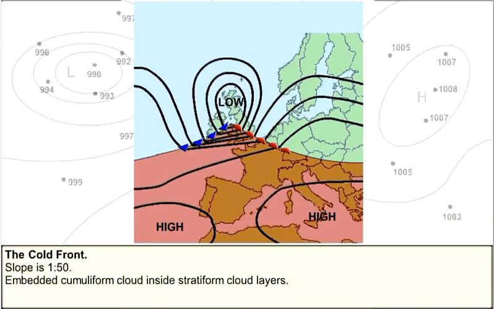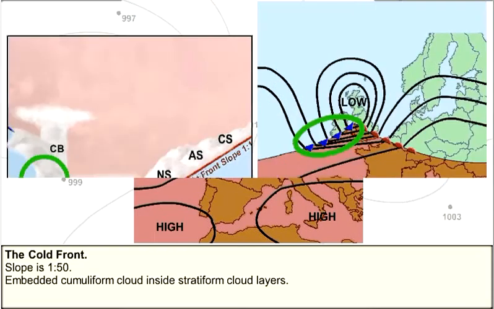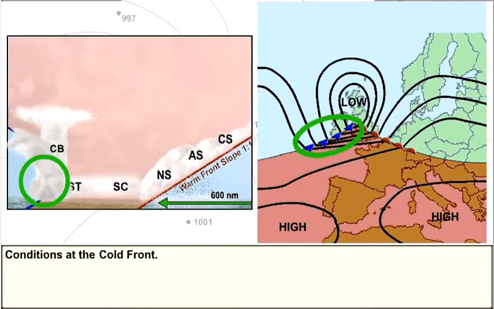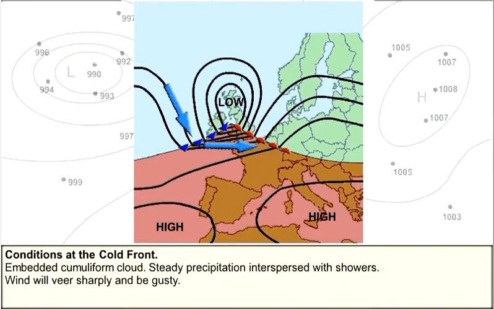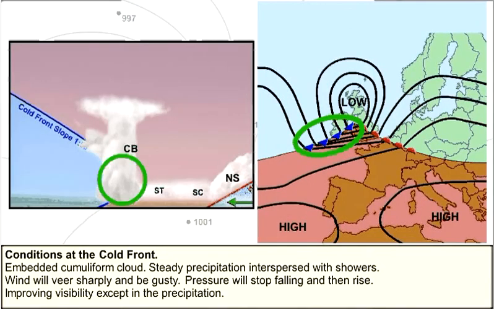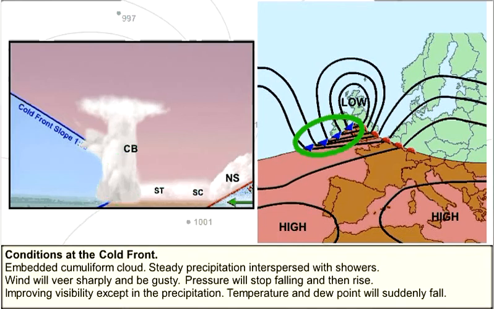To summarise then, these are the conditions that you would expect to notice at the surface with an approaching cold front. Expect embedded cumuliform cloud within the stratiform cloud, giving steady and showery precipitation. The wind will veer sharply with gusts, and squalls are also a possibility. Before the front arrives, the surface pressure will fall, but will rise once the front has passed. In the precipitation, the visibility will be poor, but will quickly show signs of improving. Lastly, the temperature and dew point will usually fall sharply as we cross into the cold air behind the front.